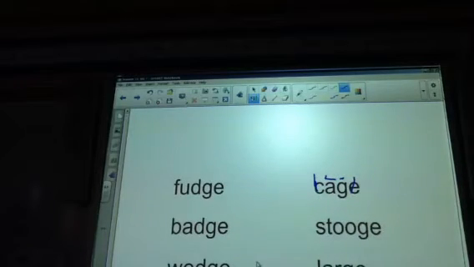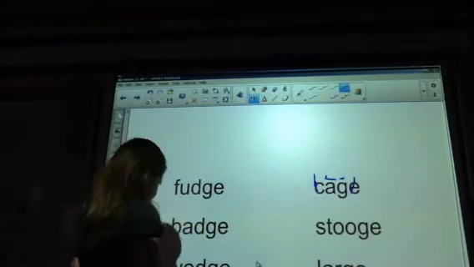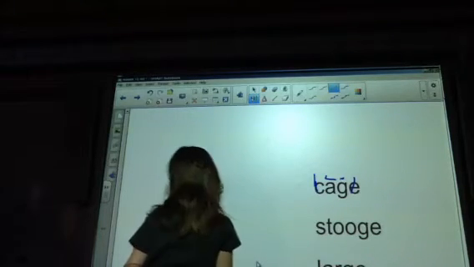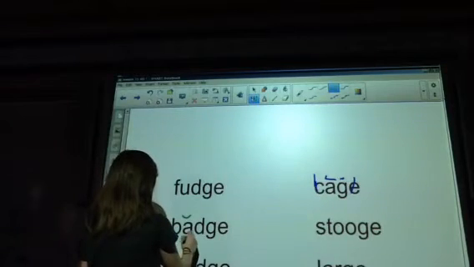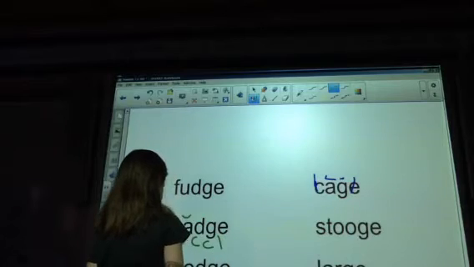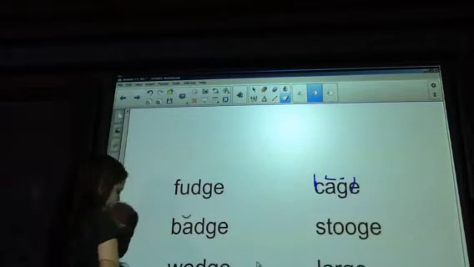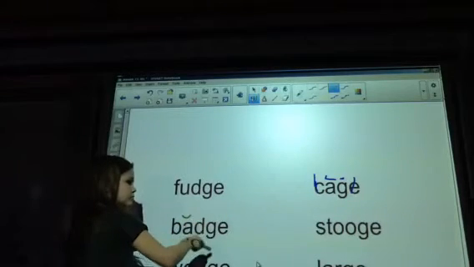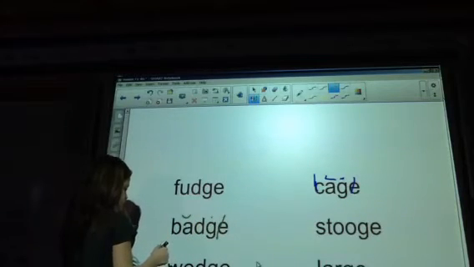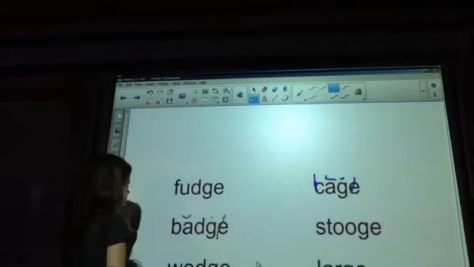Let me see. Chloe, you can pick one. Well, code it and see if you can figure it out. Is that E making a sound? So if the E's not making a sound, we don't need to divide it. Okay. Now what do you think you have there? Okay, so do I need the D? Does it say badge? No. So what do you think we're going to do?